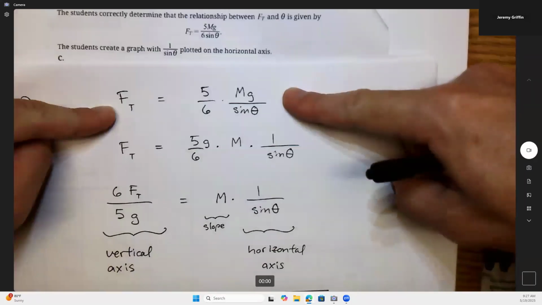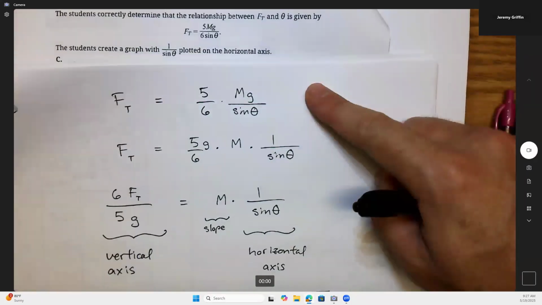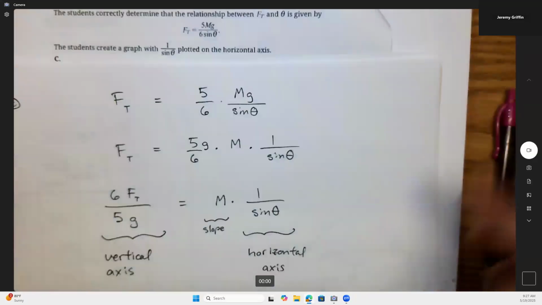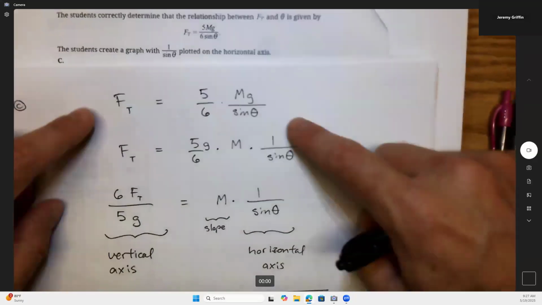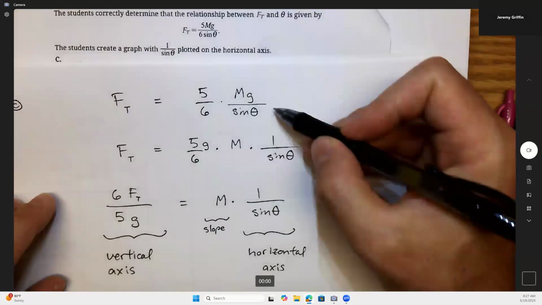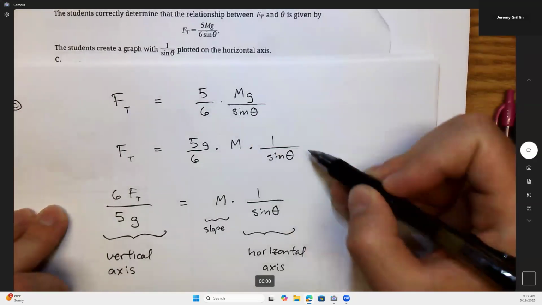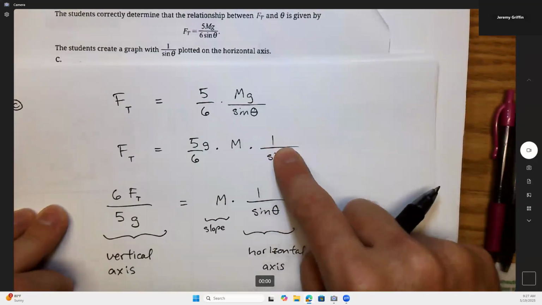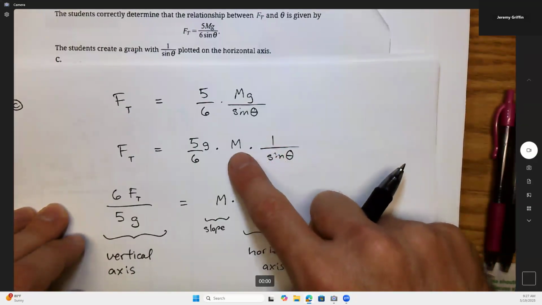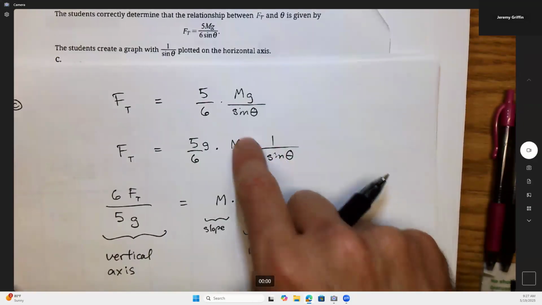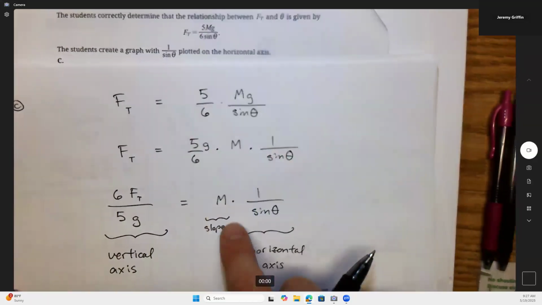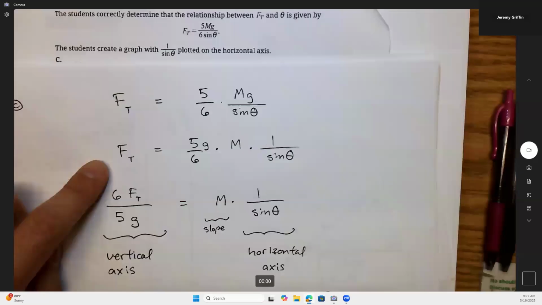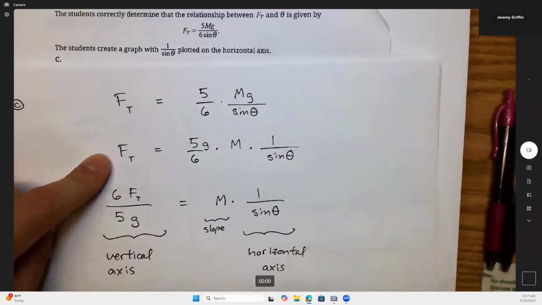So I took their derivation, right, which we proved anyway. Okay? And I said, how can I rearrange this to look like y equals mx plus b somehow? Okay, so I know that 1 over sine theta has to be the x-axis, so I pulled this out to the side. I see that could be 1 over sine theta. So there's my x-axis right there. We want to somehow get the mass in the slope, which it looks like it kind of is right here. Now you could put on your vertical axis just the tension force. That'd be fine. You could do that.